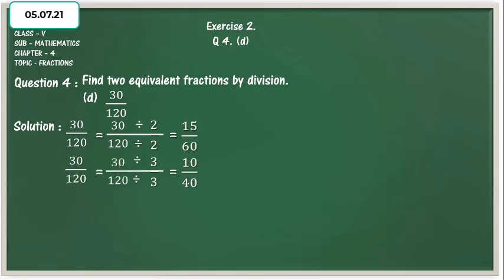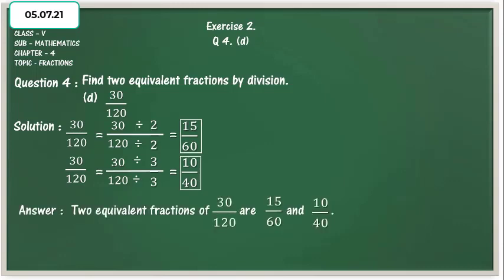Let's solve it again. Here I am dividing it by 3. So 30 divided by 3 will give us 10, and 120 divided by 3 will give us 40, and we'll get the fraction as 10 by 40. The numbers by which you are dividing your fraction should be a common factor of both the denominator and the numerator. So we got our 2 equivalent fractions of 30 by 120, which are 15 upon 60 and 10 upon 40. Again, the answers may vary because it depends on the number or the factor by which you are dividing your fraction. Let's try to solve one more question.